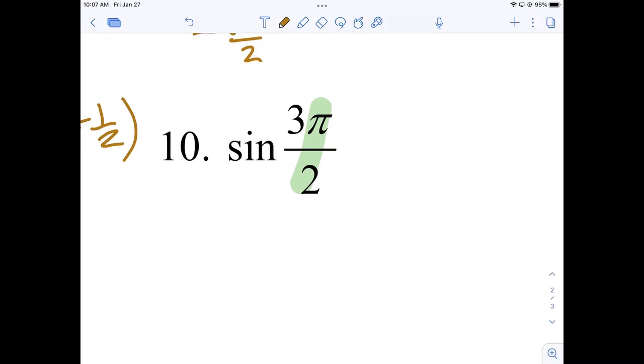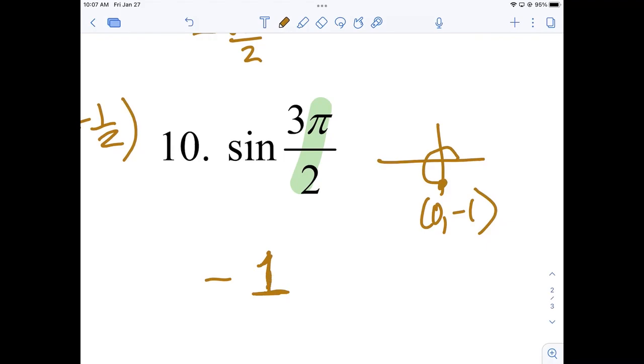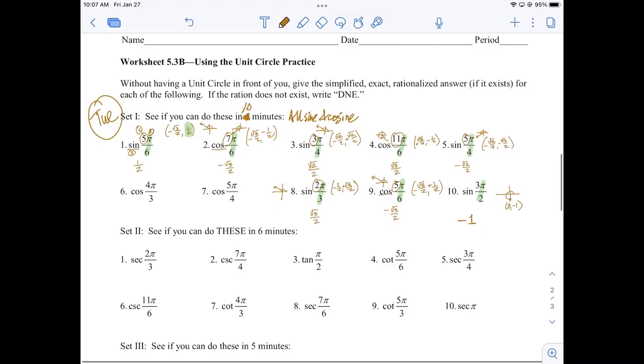Oh, pi halves. Where's pi halves? Well, that's going to be your quadrantal angle. 3 pi halves lives down here. The ordered pair is 0, -1. Straight down. And what's the sine value? -1. Sine, y, height. -1. And that's all 10 of them.